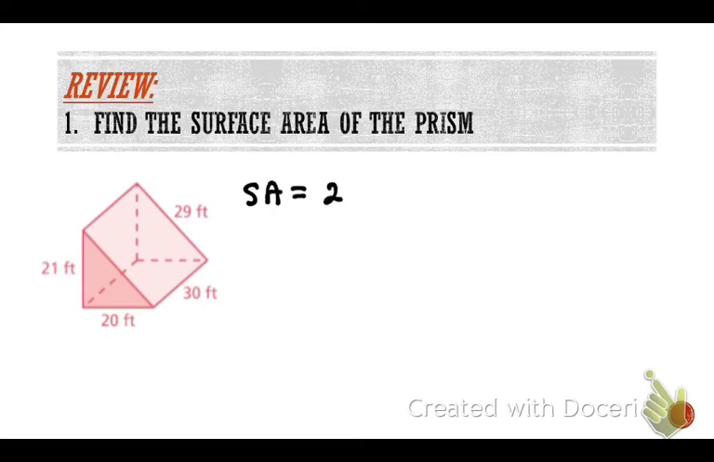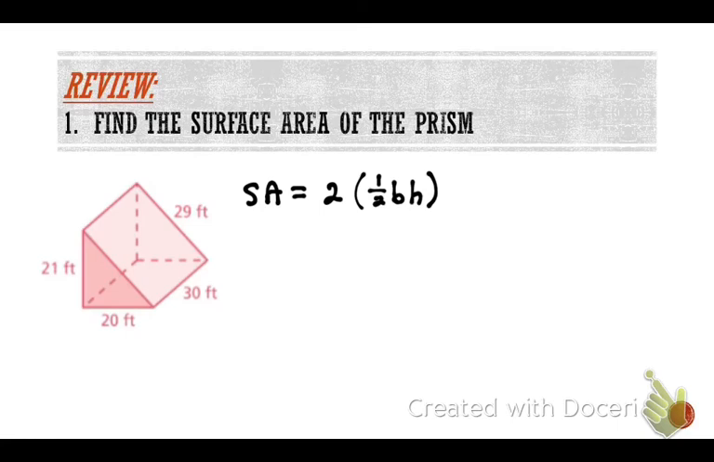SA equals, there's 2 triangles. What is the formula for area of a triangle? 1/2 times base times height. Okay, so now, how many sides are on a triangle? 3. If there are 3 sides on a triangle, guess what? How many shapes are there that are not triangles? There's going to be 3 of them.